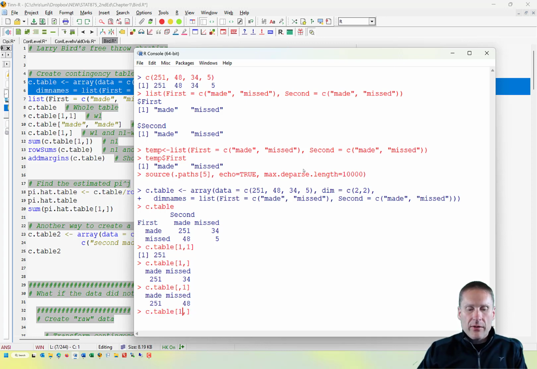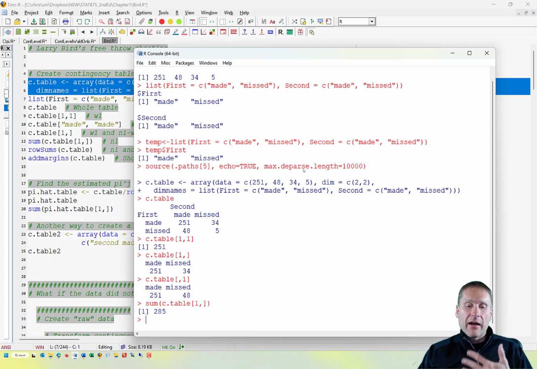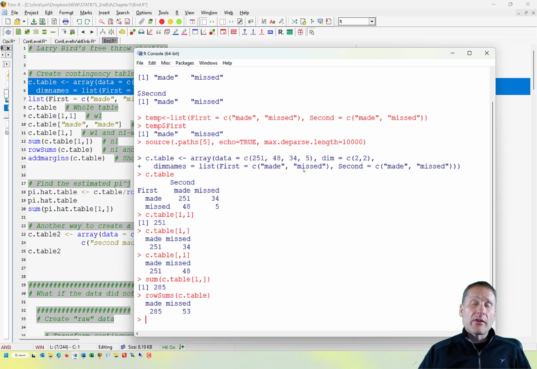Why is this helpful? Well, let's say I wanted to sum up those items in row 1. I could use the sum function, and I can then put c.table with just the one row in there, and that's how I get the corresponding sum, 285, that we've seen previously. There are other ways that one could do this. Let's say I use the function called rowSums. Notice I get the number of made first free throws and the number of missed first free throws as well. So I'm just summing up the rows.